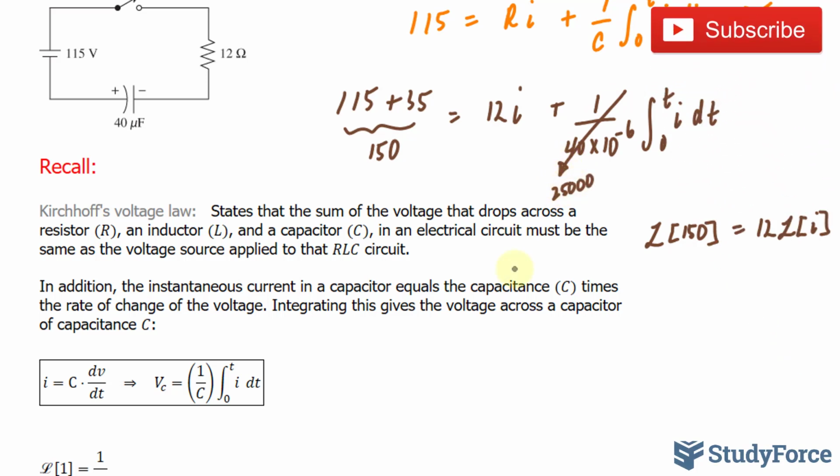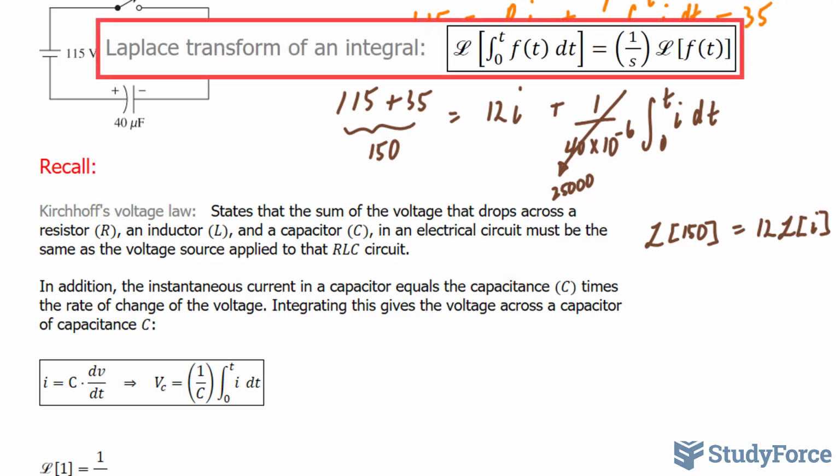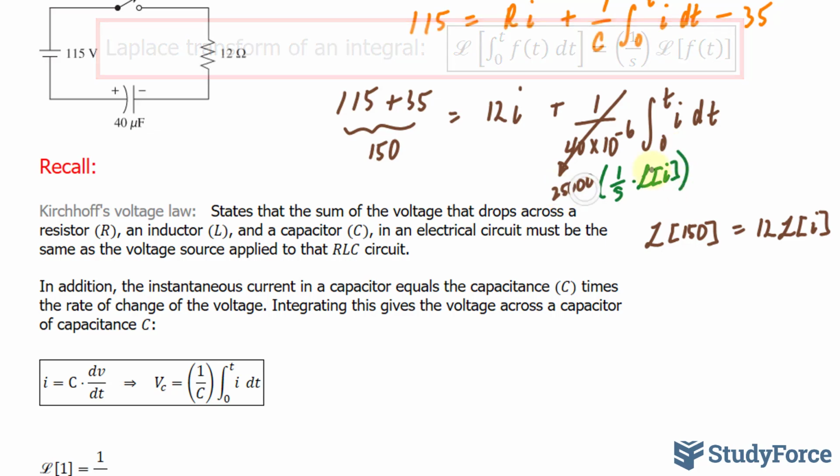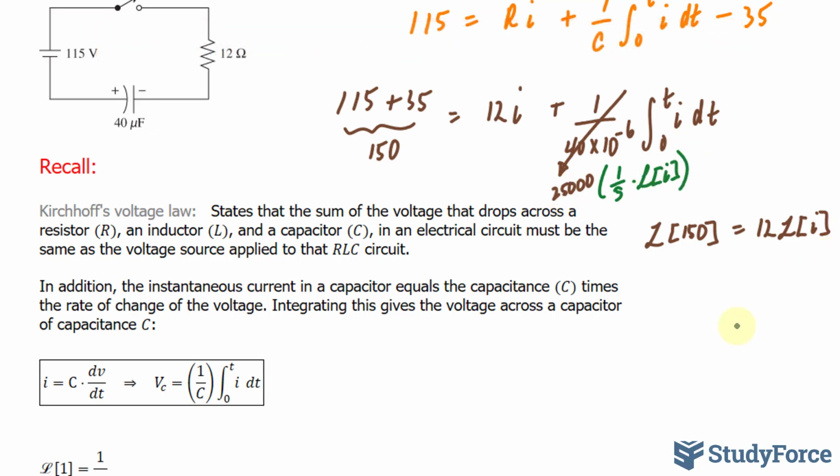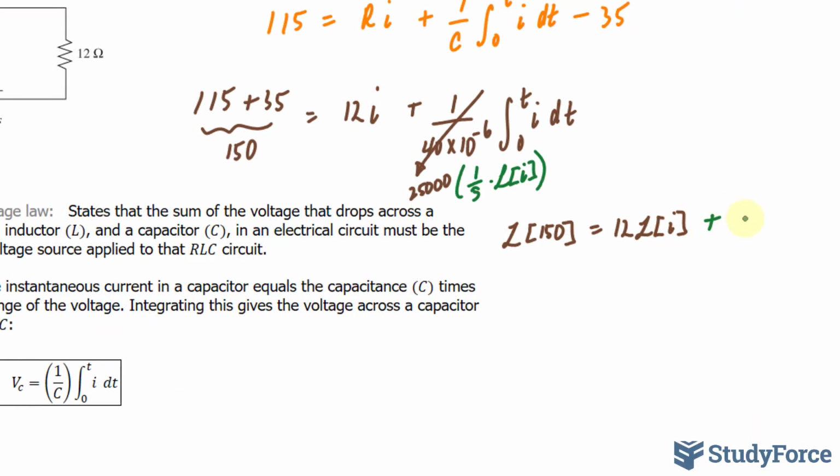We did a video where I took the Laplace transform of an integral, and we found out that it is equal to 1 over s times the Laplace transform of the independent variable. In our case, it's I. So I'll take this number and multiply it by 1 over s times the Laplace transform of I. And I'll substitute that right here. So I have plus 25,000 over s times the Laplace transform of I.